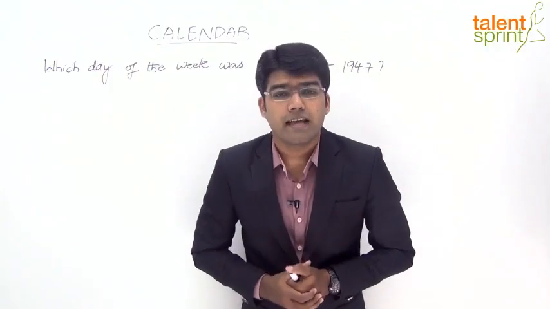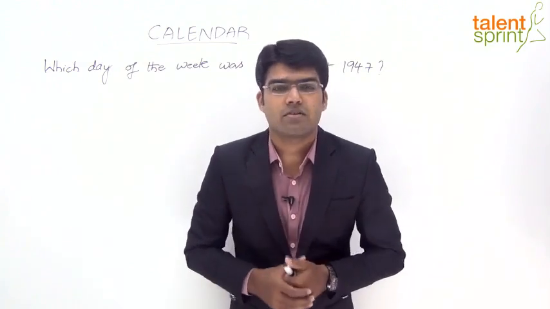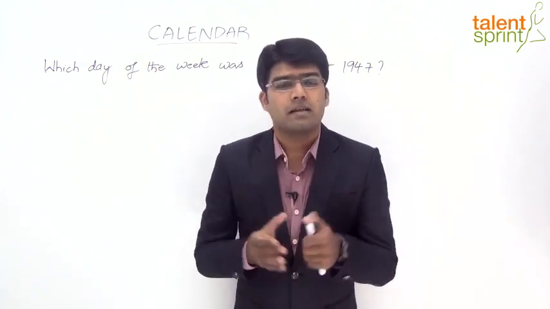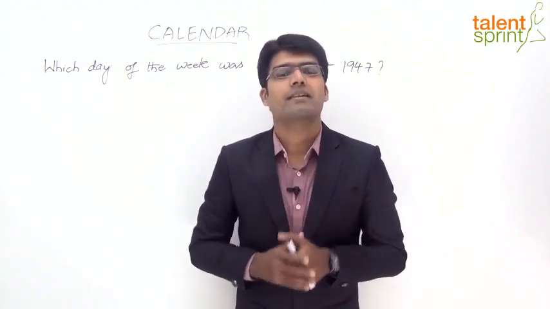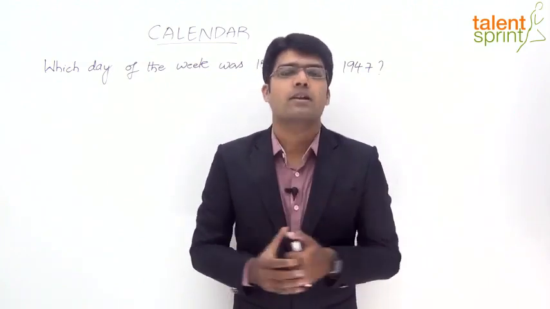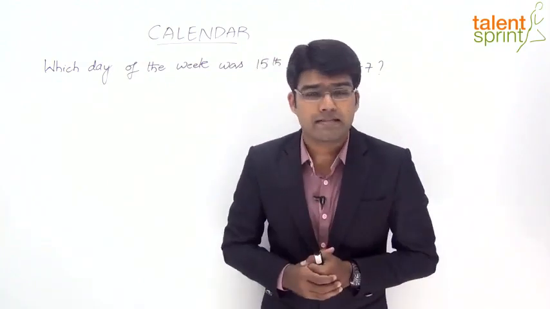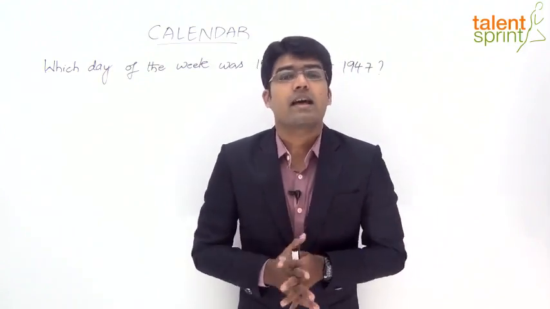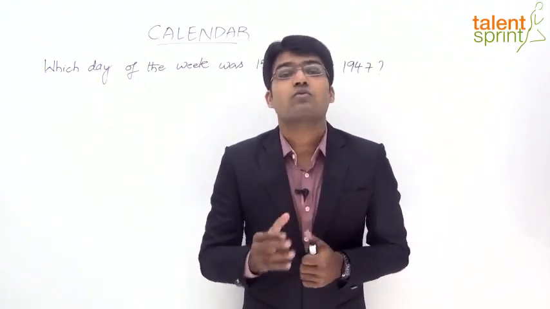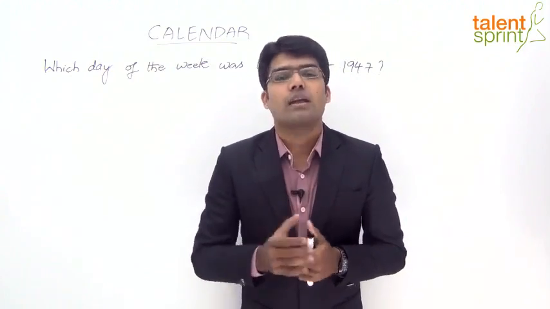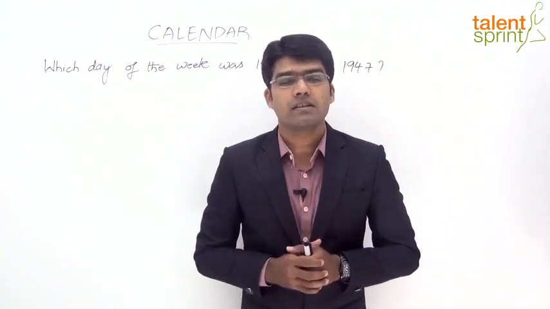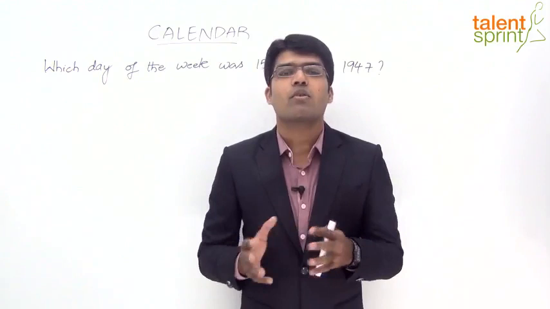Now that we have already calculated the number of odd days for different numbers of centuries, like the number of odd days in 100 years, 200 years, 300 years and 400 years, let us now take a simple example through which we'll understand how to find out the day of the week for a given date. And as I've mentioned earlier, it depends on the number of odd days.